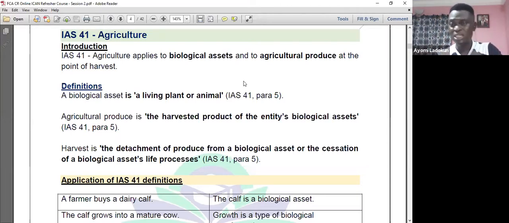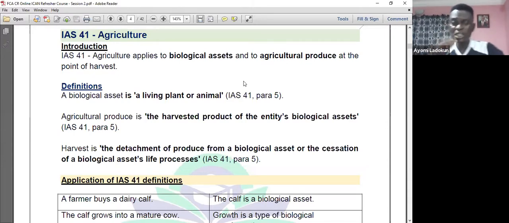Number two, the cost or fair value of the biological asset can be measured reliably. Number three, the entity controls the asset. When those three conditions have been met, I can decide to recognize a biological asset. If only two of them are met, I cannot recognize a biological asset. So those three conditions must be met.